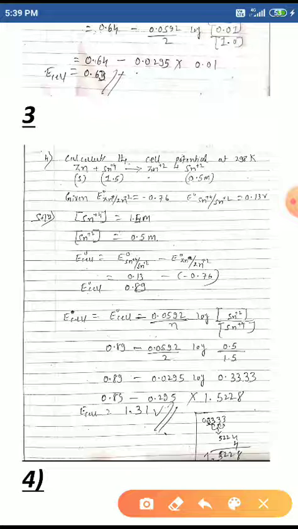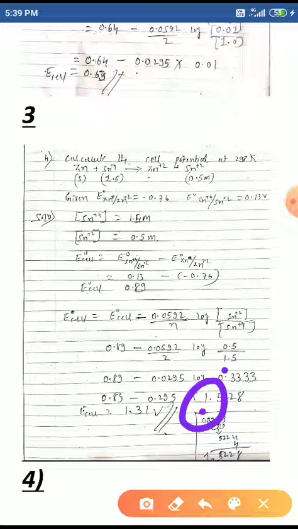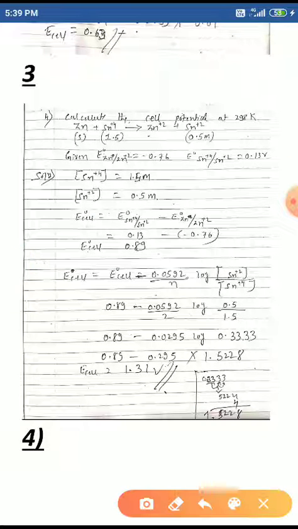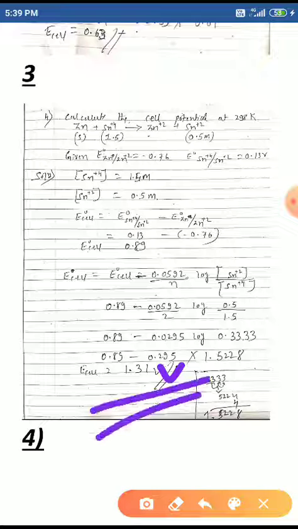5.228. So why are we using 1 here? Because while determining the log, if there is a point before it and 0 is there, then we have to substitute the value 1. We have to substitute here the value. Then the answer is 1.31 volt. Right, students? So this is the answer, students.